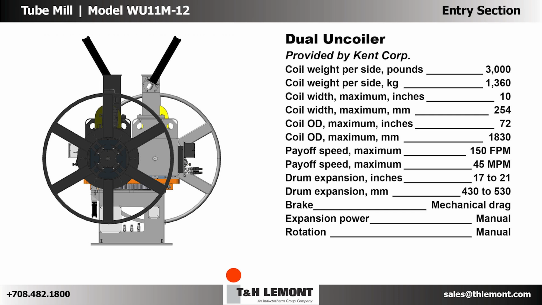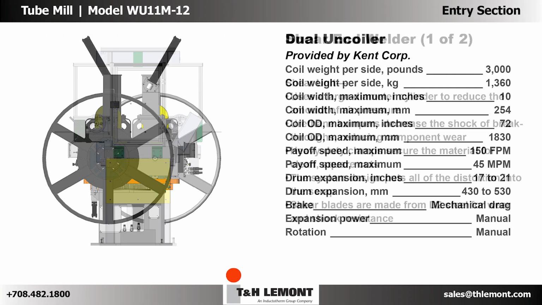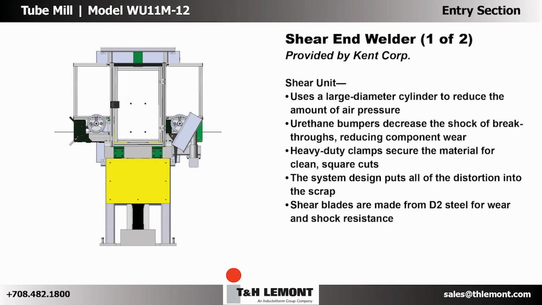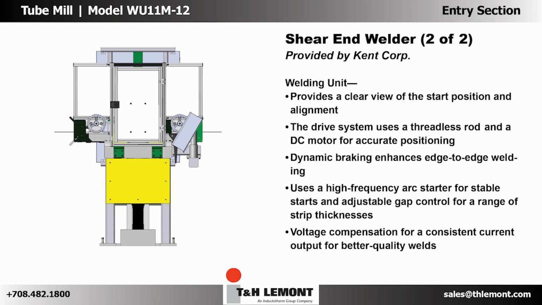This engineering drawing of the encoiler shows the 2 arbors that hold the 2 coils, and the specifications list on the right-hand side shows the pertinent capacities. The images of the shear end welder show the input and output of the unit, and they reveal just how compact this unit is.